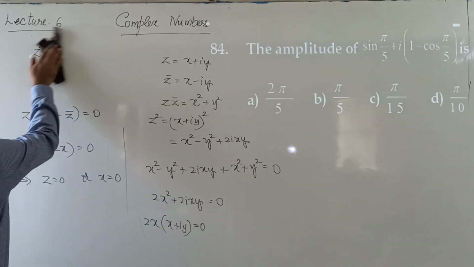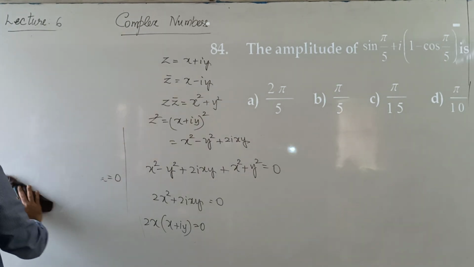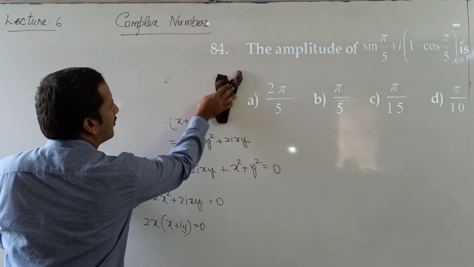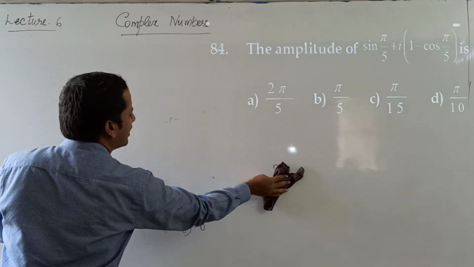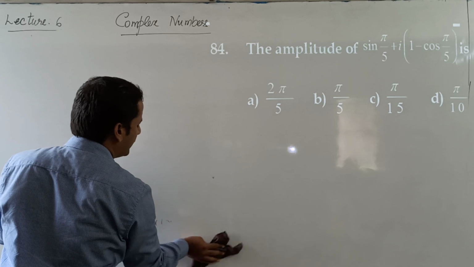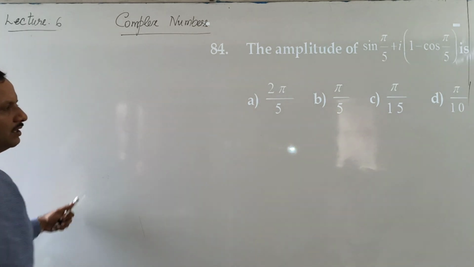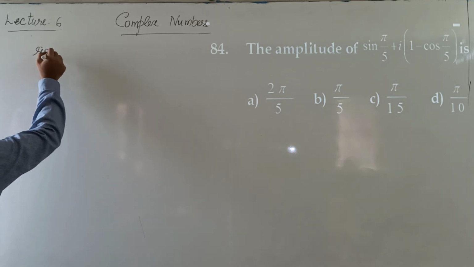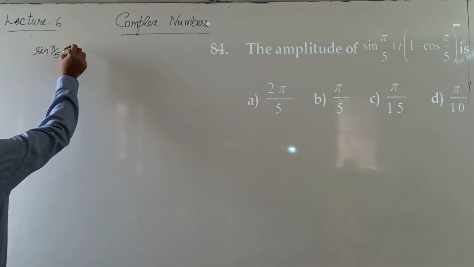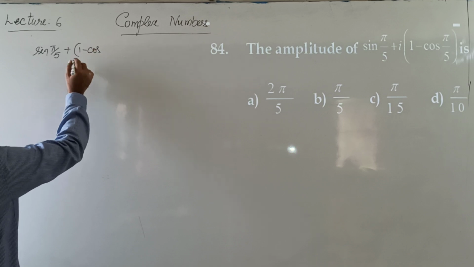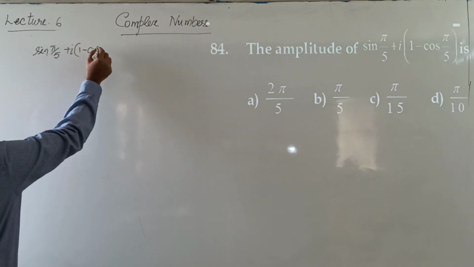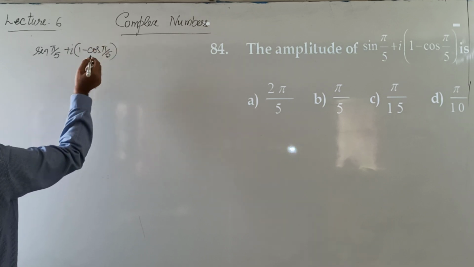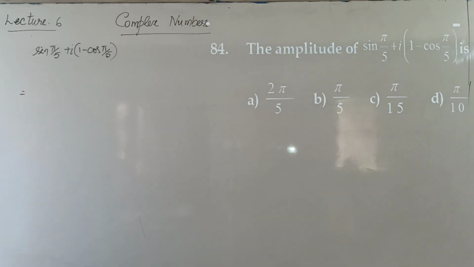The amplitude of sin pi by 5 plus i into 1 minus cos pi by 5 is... sin pi by 5 plus i into 1 minus cos pi by 5. Let me simplify this.